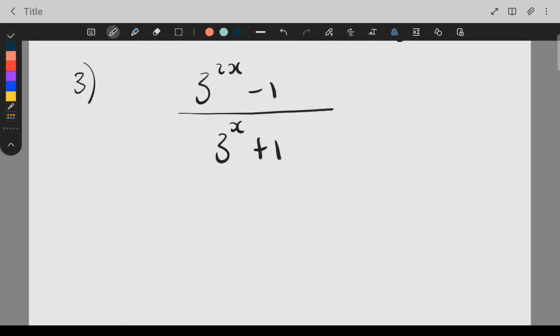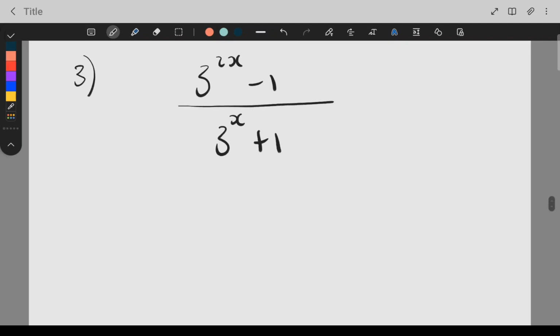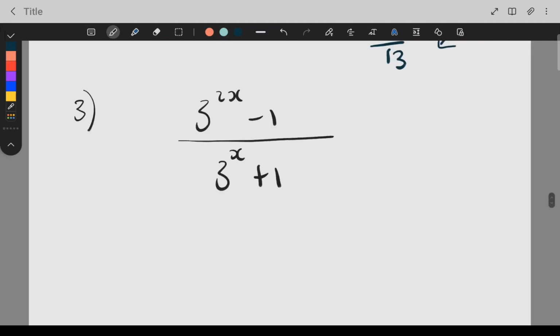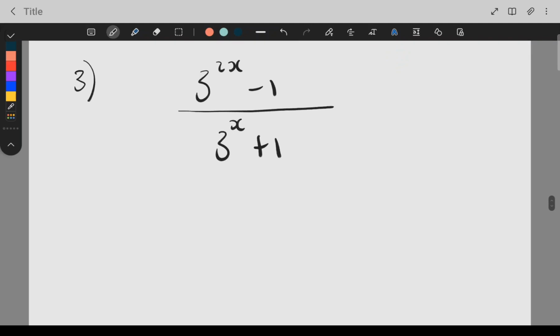Let's look at example number 3. So with example number 3, even if you break it up, you won't be able to factorize this, taking out a common factor. So I'm going to show you something else because of this 1 over here and this 1 over there. So I'm going to show you what to do. Do you see this 3 to the 2x over there? This 3 to the 2x, I'm going to rewrite it. I just want to show you something.